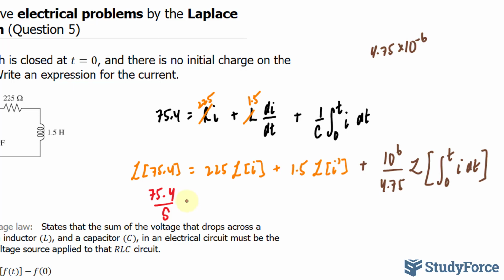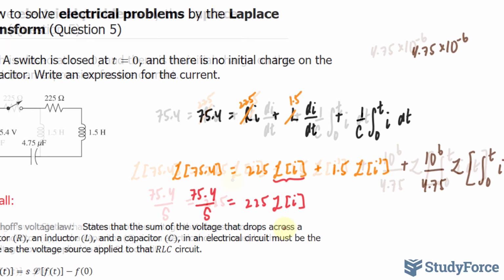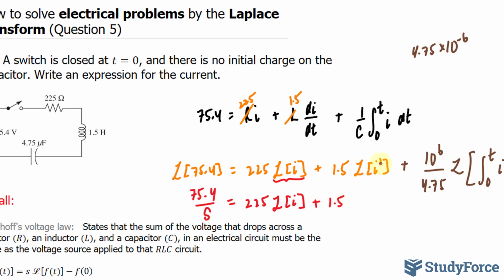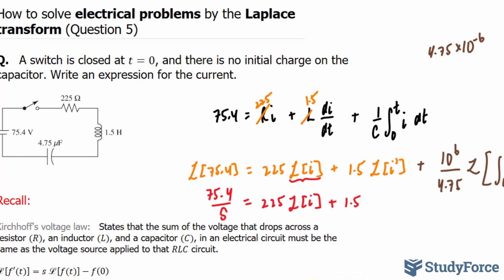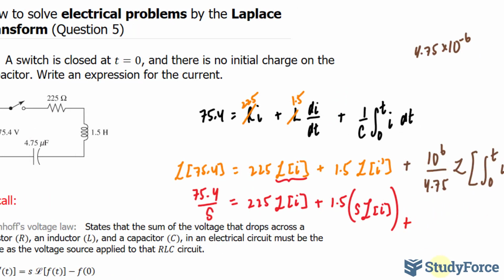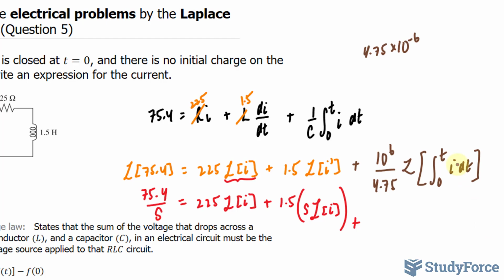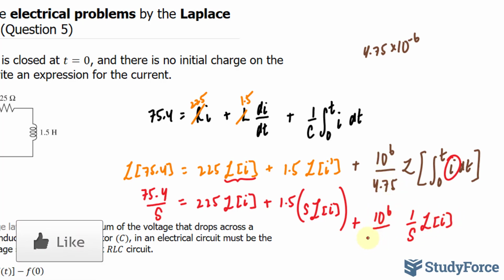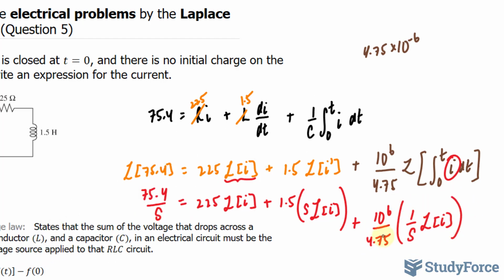75.4 divided by s is equal to, I'll leave this the way it is because in my next step I need to isolate for it, plus 1.5 times the Laplace transform of a first derivative. For that I'll use this expression. So I'll introduce brackets. s times the Laplace transform of our function, that's I, minus the current at time equal to 0. That's equal to 0, so I won't write down minus 0. I'll just leave this the way it is. Plus, now we find the Laplace transform of an integral. That's easy. You write down 1 over s times the transform of I. That's being multiplied to 10 to the power of 6 over 4.75 times this expression.